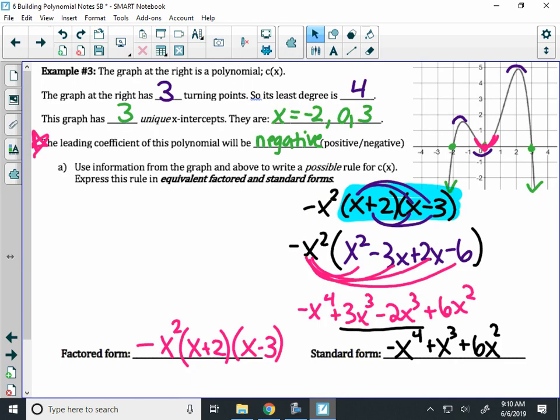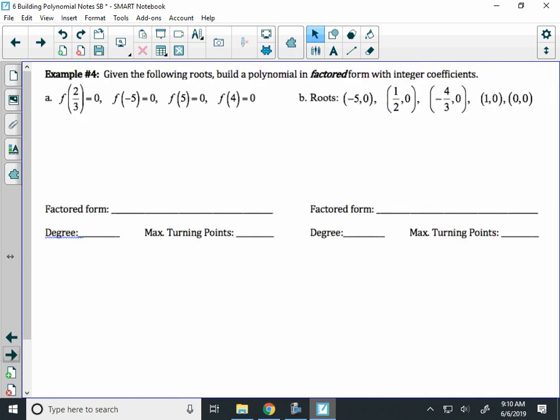All right, let's look a little bit more at factored form. Two more problems, then you'll have some practice. All we're going to write is factored form, not even standard form. The reason we're just doing factored form here is, one, there's a lot of roots. It would take a long time to multiply these out. And also because I have some goofy looking roots.